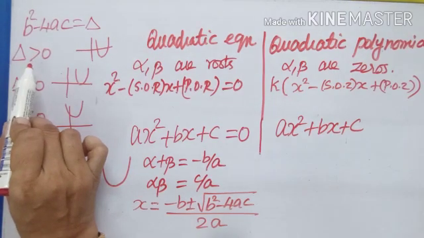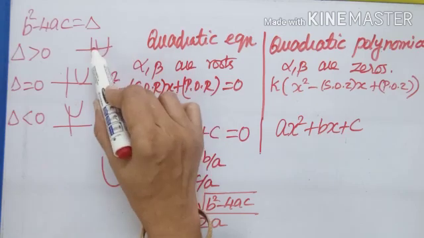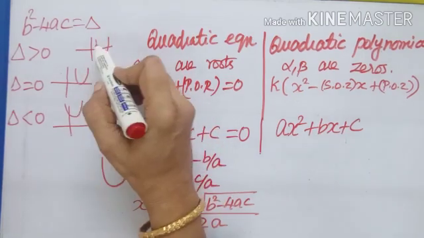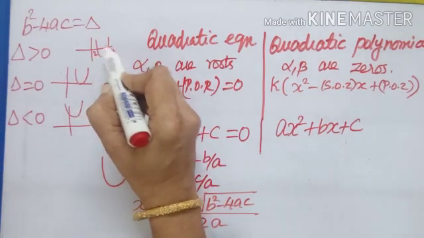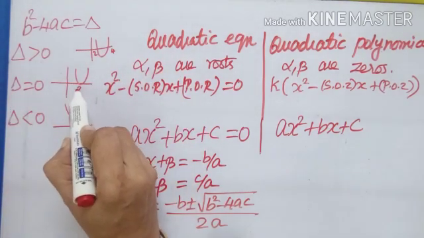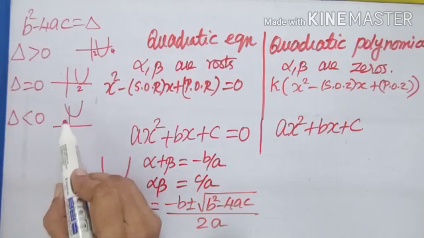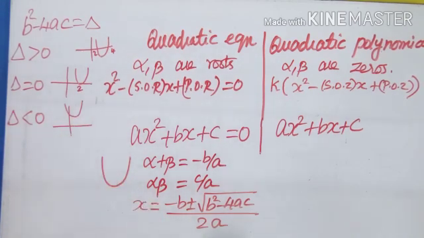Discriminant positive, we have two real, distinct roots. Two answers I will get. If it is equal to 0, the roots are equal, 2, 2. And if it is less than 0, the answer is imaginary, which we cannot find. So these are the basics in quadratic equations. Let us proceed with the exercise.